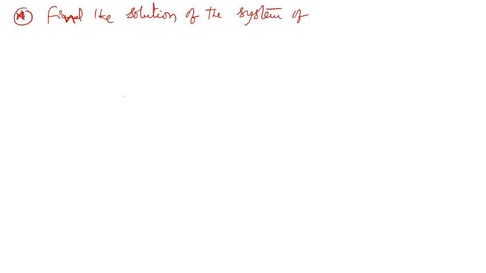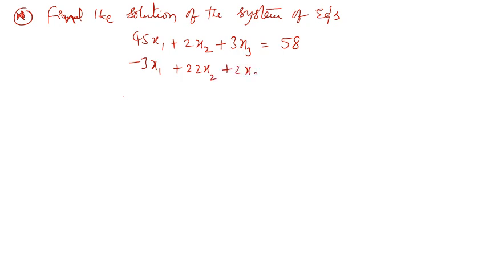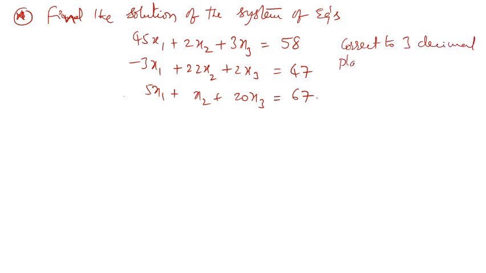Now one more example on Gauss Seidel iterative procedure. Find the solution of the system of equations: 45x1 plus 2x2 plus 3x3 equal to 58, minus 3x1 plus 22x2 plus 2x3 equal to 47, 5x1 plus x2 plus 20x3 equal to 67. Correct to 3 decimal places using Gauss Seidel method.